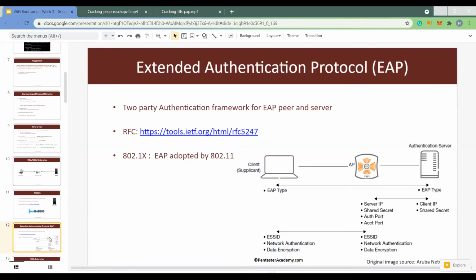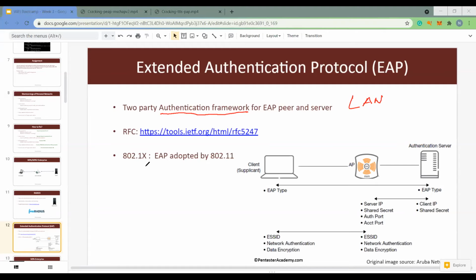So now let's talk about EAP, or the Extensible Authentication Protocol, right? Here it is important to understand that EAP is a way by which two parties can authenticate. So it's an authentication framework. It is defined in this RFC. If you are interested, you can take a look. Now, EAP has a lot of authentication protocols, right? It's a very big framework. It is not specific to Wi-Fi. It works on LAN and all other kinds of networks, right?